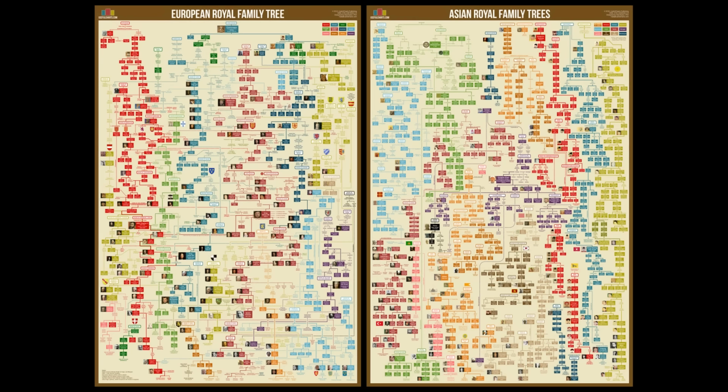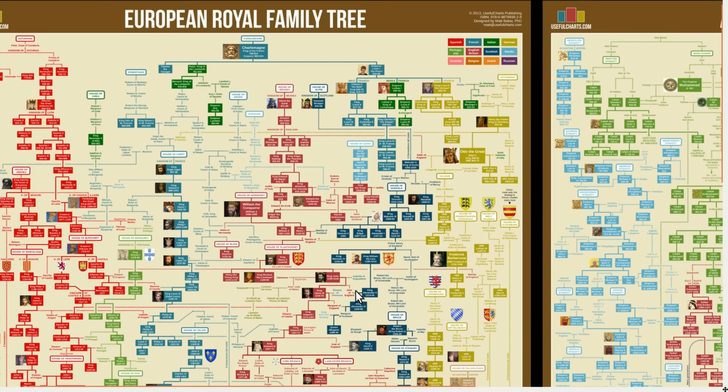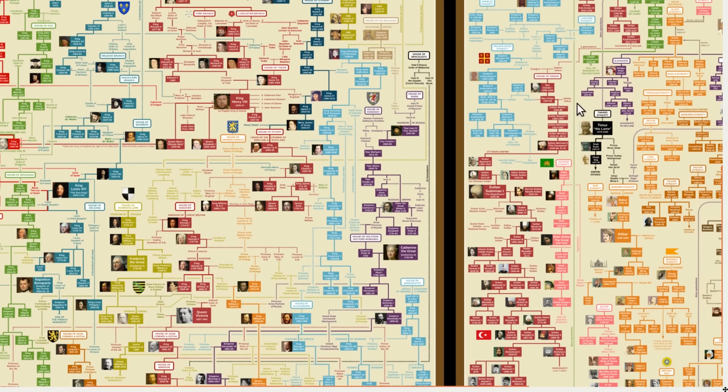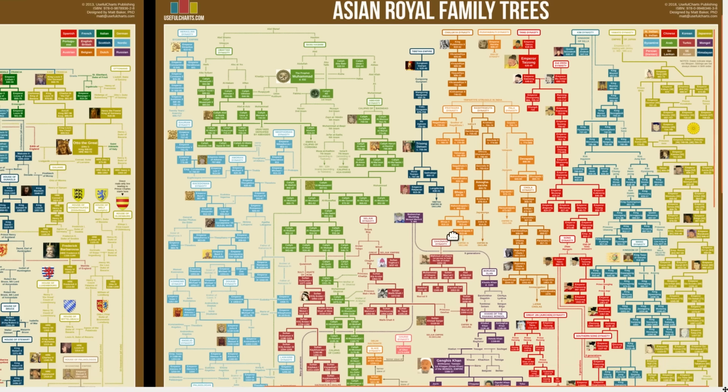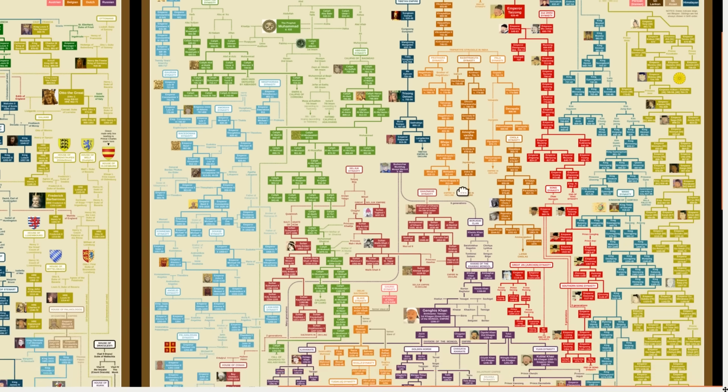In the meantime, if the struggle for power between noble houses is something you find interesting, I've got 2 wall charts based on the real-life Game of Thrones. There's this European royal family tree, starting with Charlemagne and going all the way down to today. And then there's also the Asian royal family trees, with Genghis Khan in the middle, but including dynasties all the way from the Middle East to Japan.